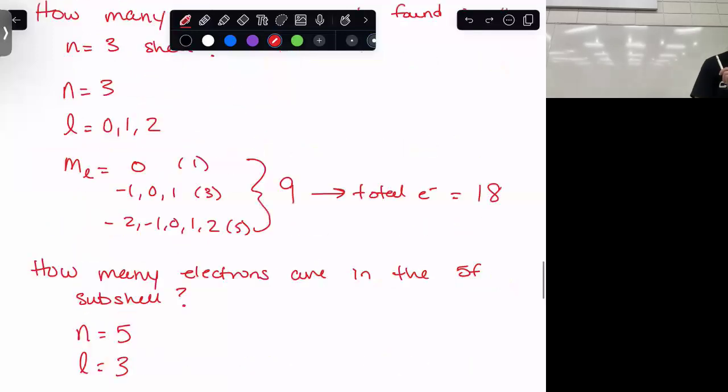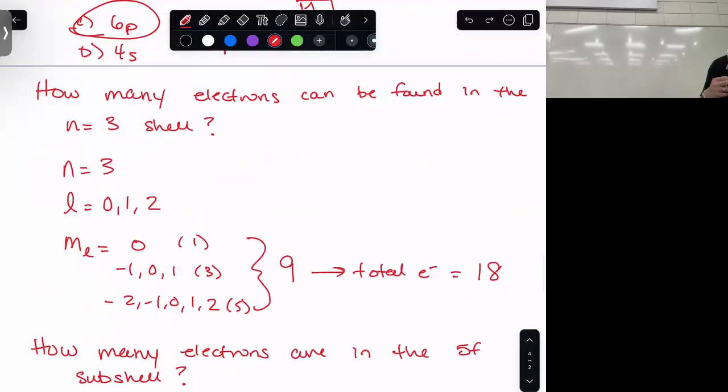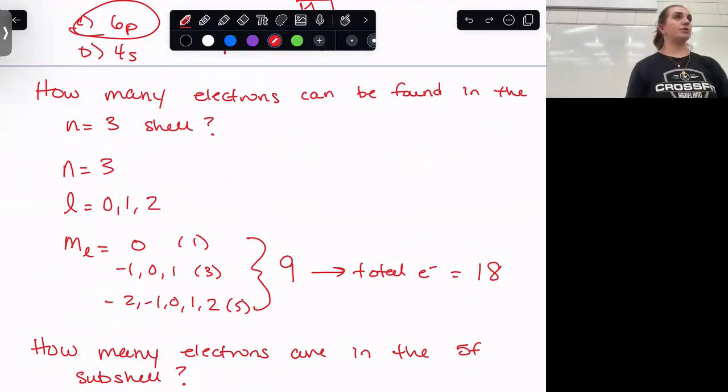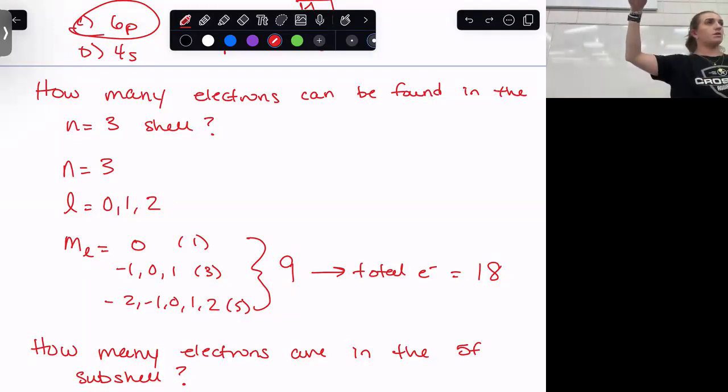In the question above, we asked how many electrons can be found in the N is equal to 3 shell. So we're saying when N is equal to 3, how many electrons exist at that energy level? We need to look at all of our options. If N is equal to 3, then L can be 0, 1, or 2. It could be any and all of those. So if it's any one of those, how many electrons do I have per each of those options? That's where 0, -1 to 1, -2 to 2 come into play. So we're saying everything under this bridge of N is equal to 3.